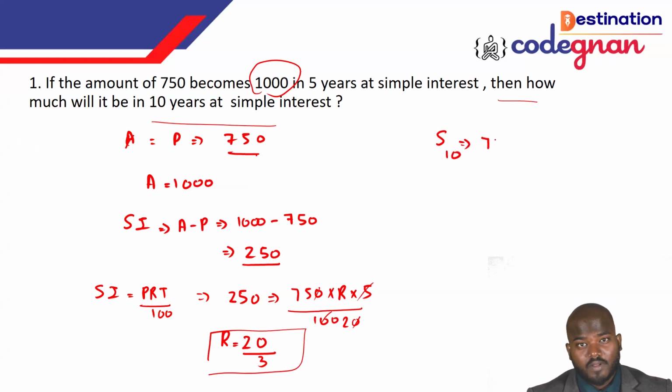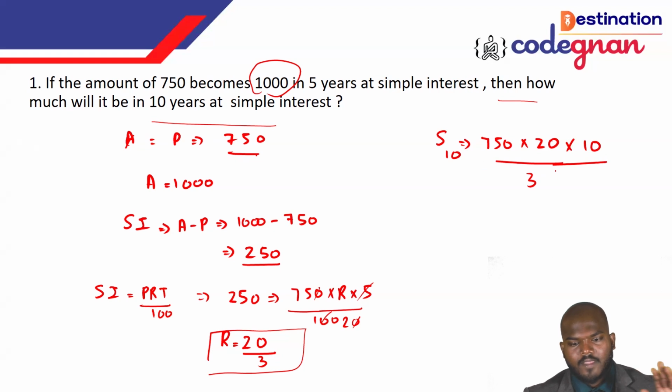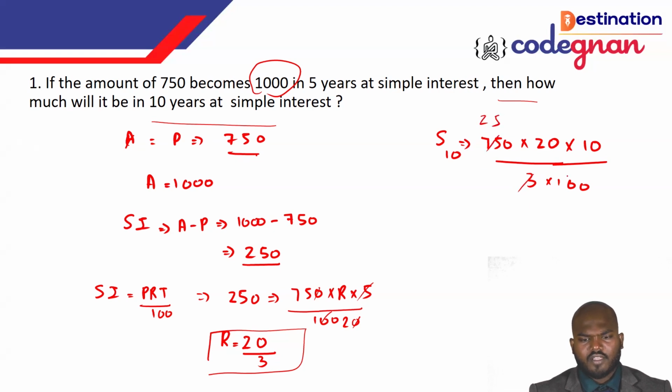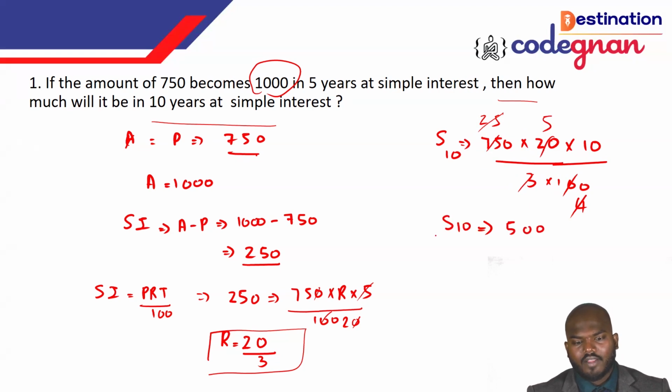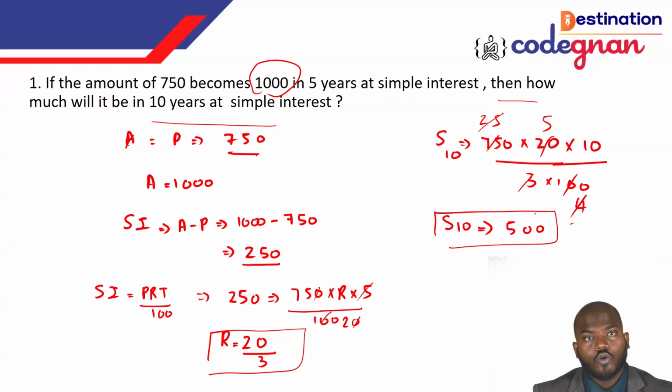So principal is the same, 750, times R, which we can call 20 over 3, times 10, that is 10 years, right? Over 100. If we keep it up, guys, this value will give you the answer. You see this one, 3 times 25, and 25 times 4, and 4 times 5. It will give you the answers like that. The simple interest for the 10 years alone, we will get the value 500 rupees.